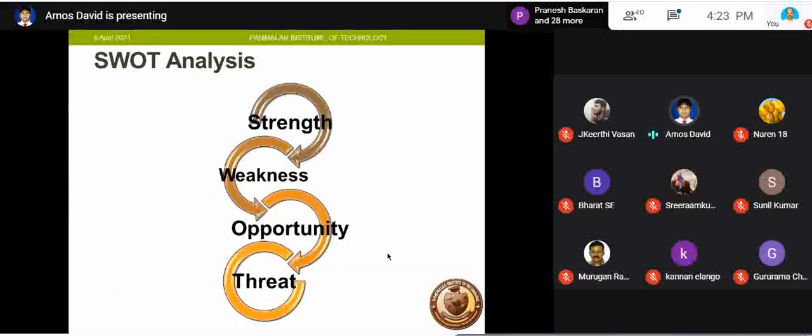So this is a SWOT analysis that everybody should remember. Strength, weakness, opportunity, and threat. When you do any kind of process design, you should always remember this. What are the strengths of your product? What are the weaknesses of your product? What are the opportunities that are available? And what are the threats in the market? Who are all your competitors? You have to know.